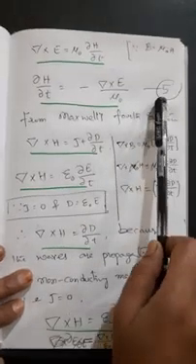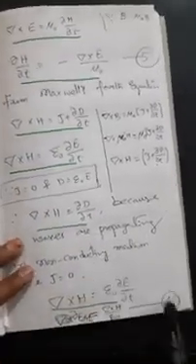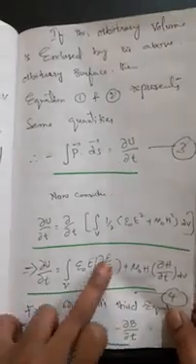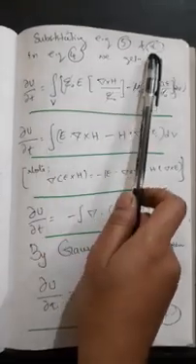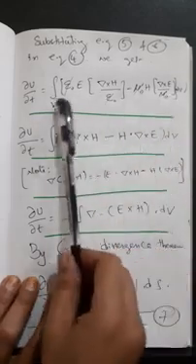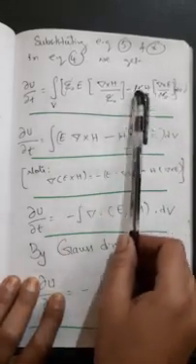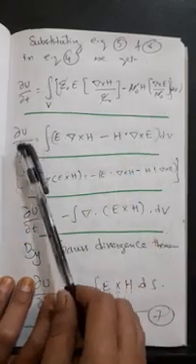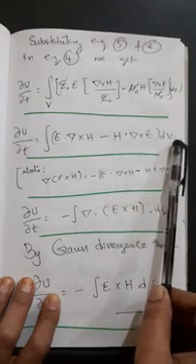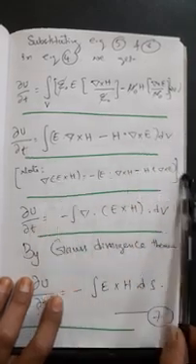Now equation number 5 is ∂H/∂t and equation number 6 is ∂E/∂t. Now we are going to substitute equations 5 and 6 in equation number 4, since we need the values of ∂E/∂t and ∂H/∂t. Substituting, ε₀ gets cancelled and μ₀ gets cancelled, and we get ∂U/∂t is equal to the integral of (E·del cross H minus H·del cross E) dV. Mathematically we can write this equation.